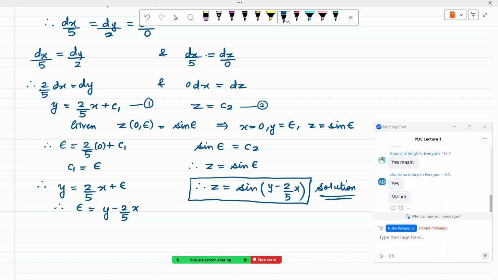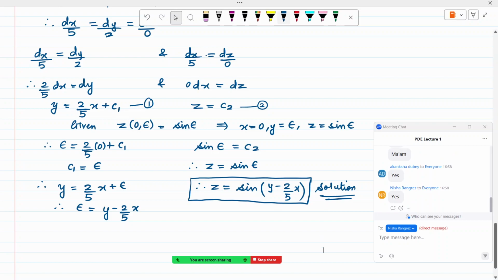Is the solution clear for all of you? Is the solution clear with all of you? Yes, please.